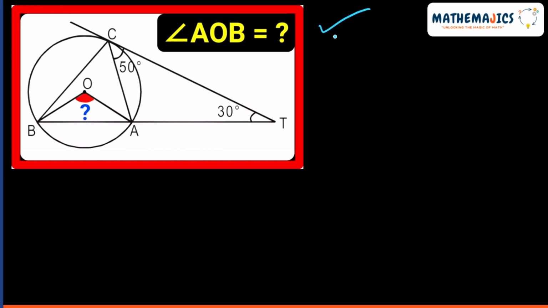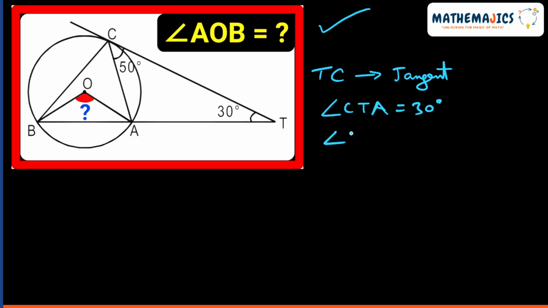So we have this question from geometry. Let's see what is given to us. First of all, it is given that PC is a tangent. PC is a tangent to the circle. Correct? Apart from that, it is given that angle CTA is 30 degree and angle ACT is 50 degree.